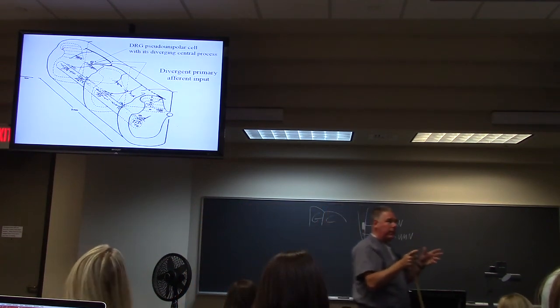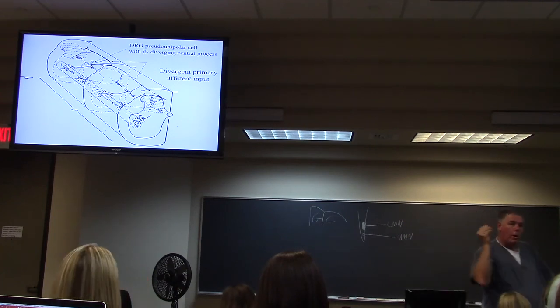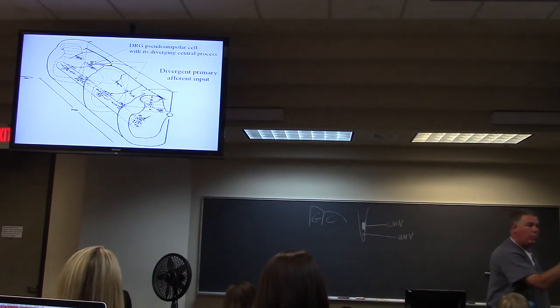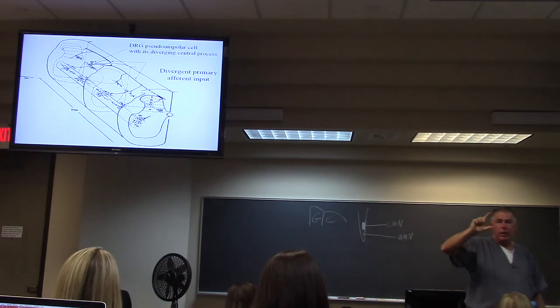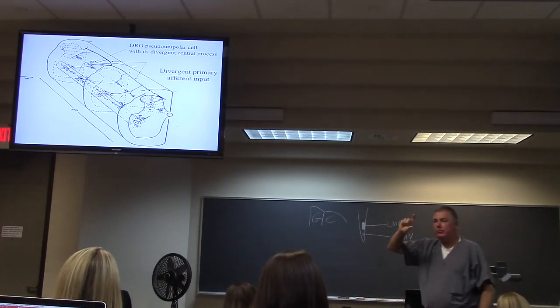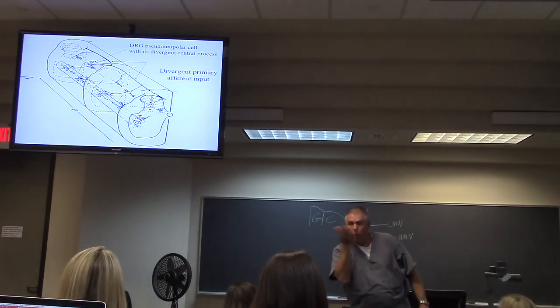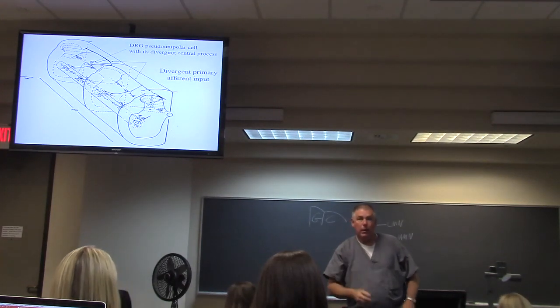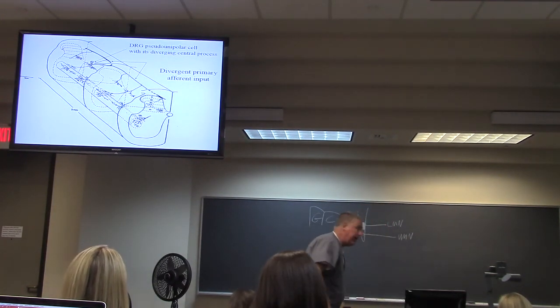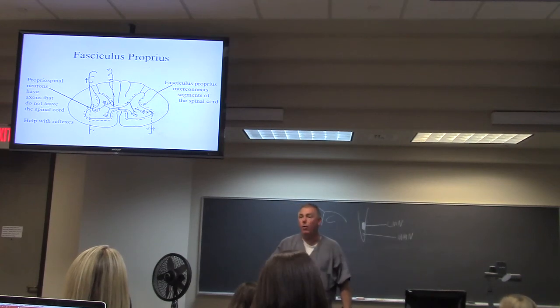The point I want to make on this, though, is that one neuron, sensory information coming in one place, distributes up and down the cord another segment or two. So dermatomes are not precise. They're overlapping, and I think I made that point in anatomy, that they're overlapping.